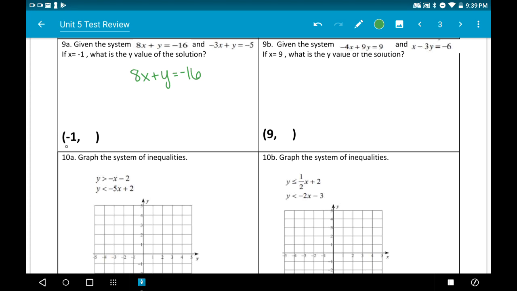And it tells us right here that x equals negative 1. So I'm just going to replace x in this equation with a negative 1. Now we just solve for y. So 8 times negative 1 is negative 8. So we have negative 8 plus y equals negative 16. Then I add 8 to both sides. So I get y equals negative 16 plus 8 is negative 8. So that would be our answer there.